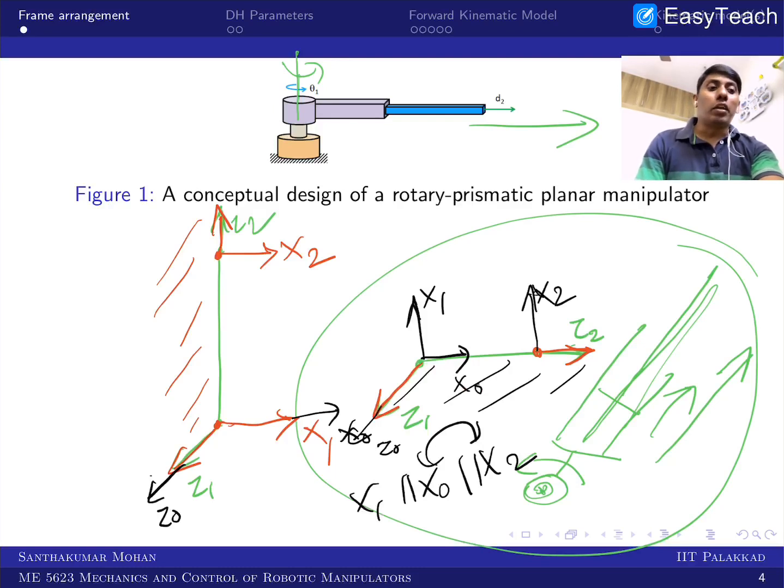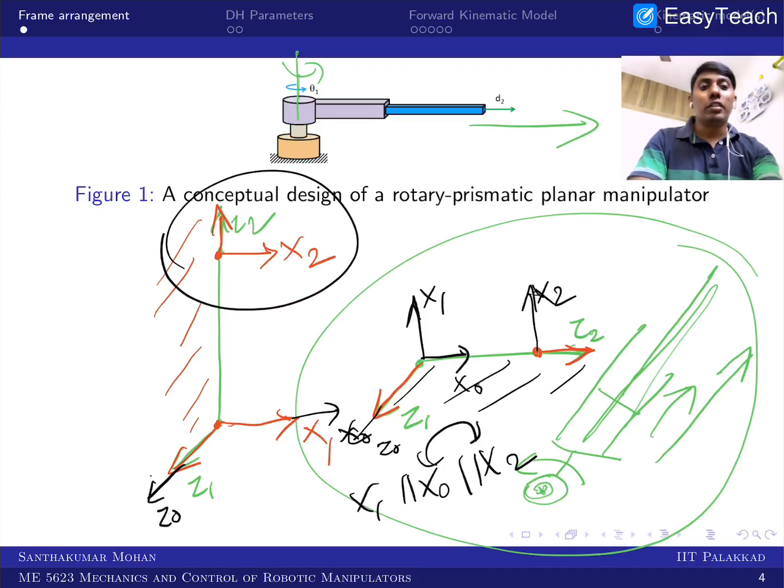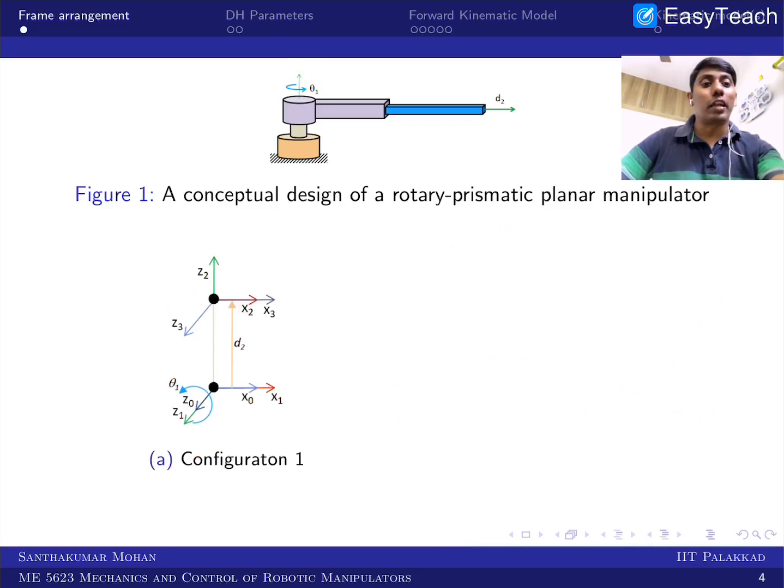Further, I have to make the third frame, and then I can go again. But in this case you don't really require the third frame. Even if you want the third frame, you can take Z3 like this and x3 here. In this case you have to make Z3 like this, and x3 is like this. So these are the two possible configurations, and that's what I'm trying to show. This is one configuration, where you can see that the active joint I have shown in green.